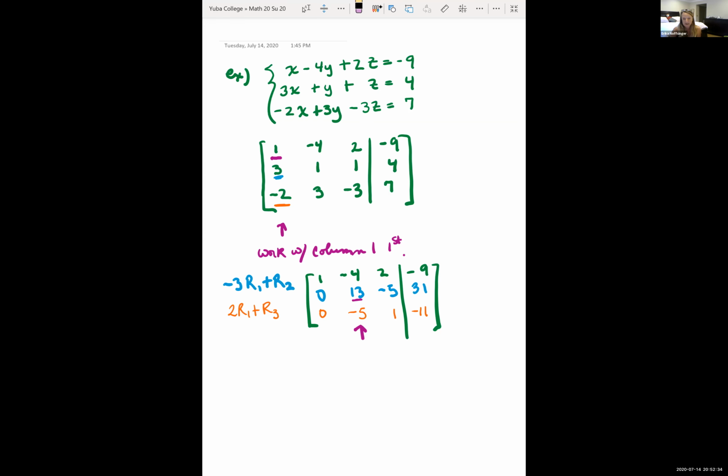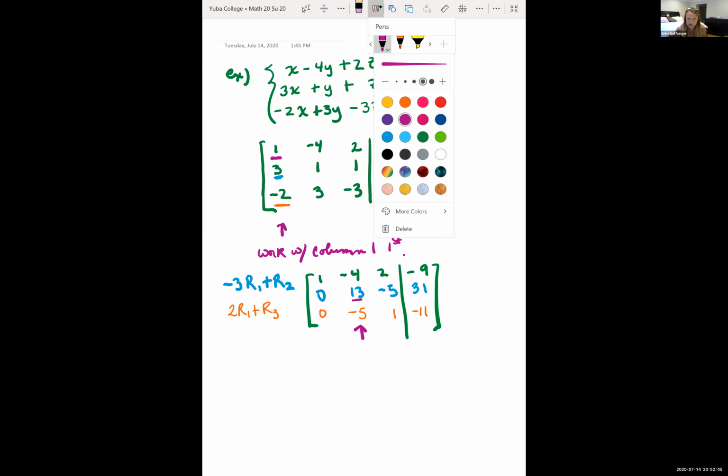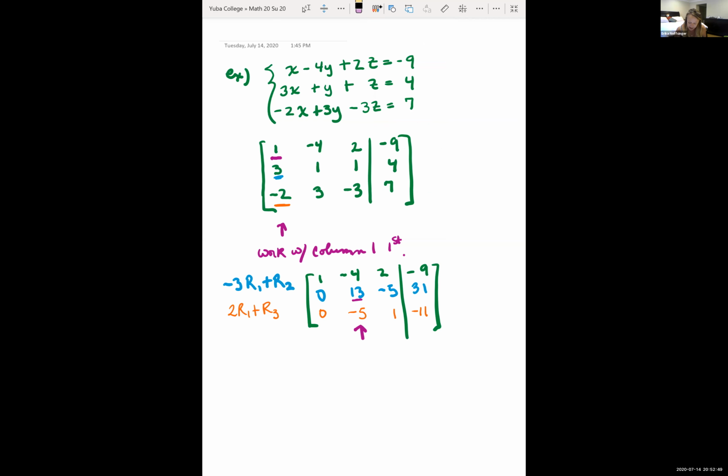And so I also noticed that 5 times 5 is 25, and 2 times 13 is 26. So I could do, how about, 0 plus a 0 here is just gonna keep a 0 where I want it. So that would be 5 times row 3. That would give me a -25 plus 2 times row 2.